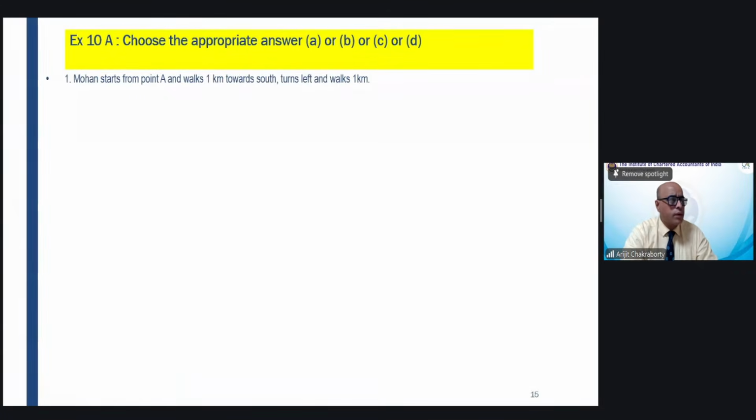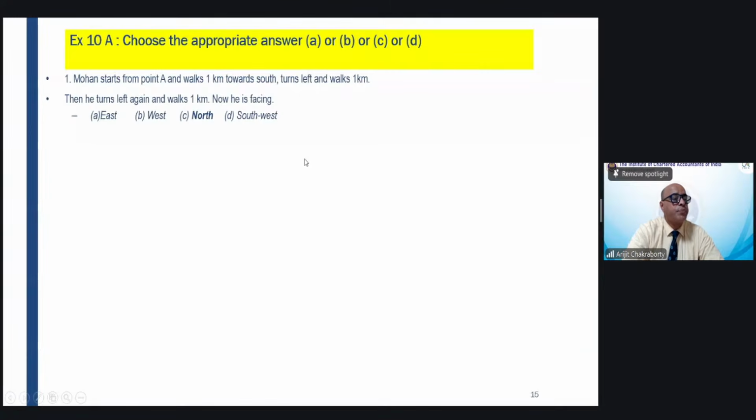I am planning to cover at least 80% of the questions in this chapter. So हम लोग अभी start कर रहे हैं. We are starting with question number 1. Mohan starts from point A and walks 1 kilometer towards south, then turns left and walks 1 kilometer. Okay, sorry. Then he turns left and walks 1 kilometer. Which direction he is facing?